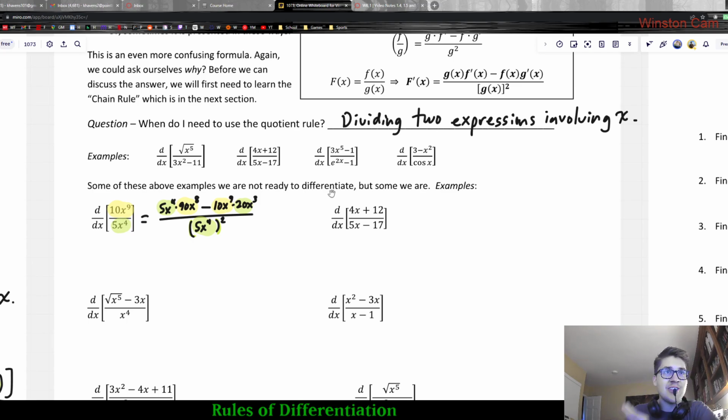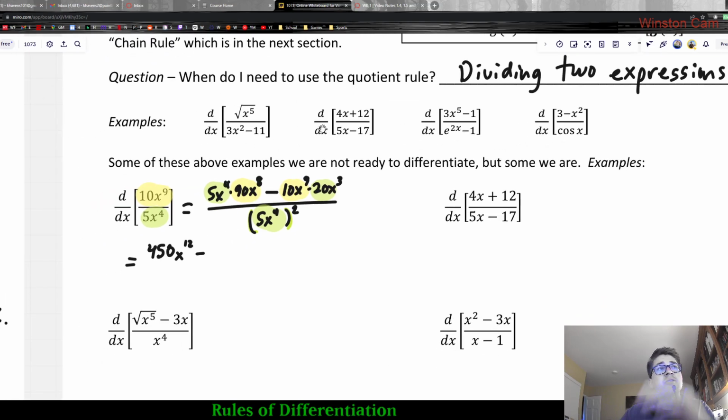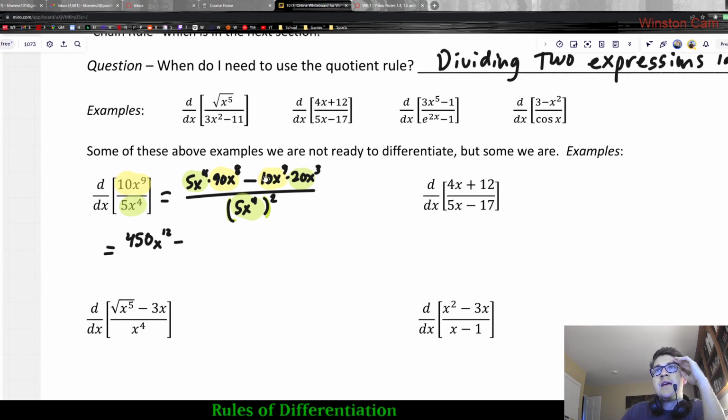Technically, that is the answer. That's our derivative, but usually when we're doing math, we don't leave a big, nasty, unsimplified answer. So on the top, if we multiply these through, 5 times 90 is 450, x to the 4th times x to the 8th is x to the 12th. And then minus, let's make this a little bit larger just to zoom in a bit, 10x to the ninth times 20x cubed. Again, 10 times 20 is 200, and x to the 9th times x cubed is x to the 12th as well.